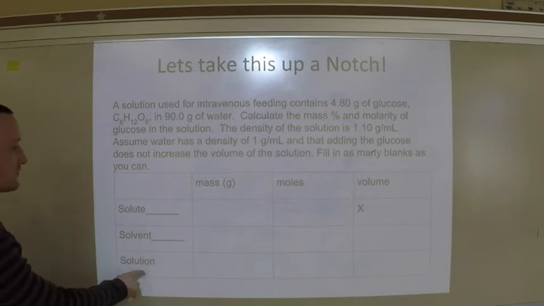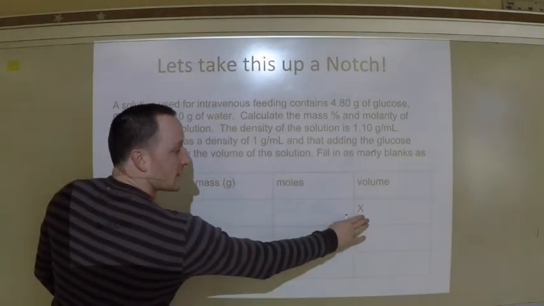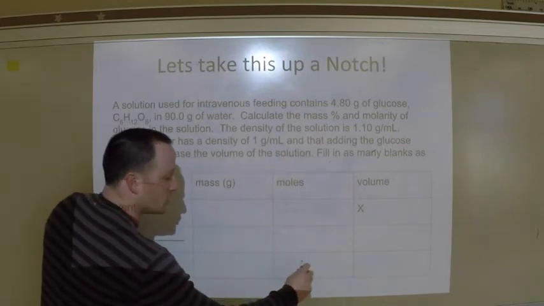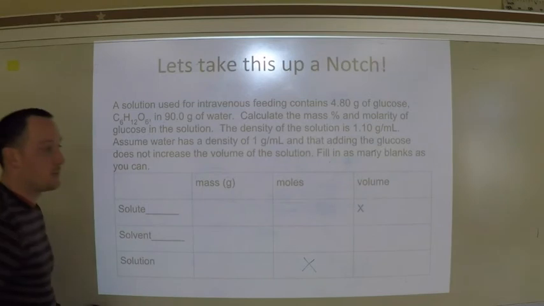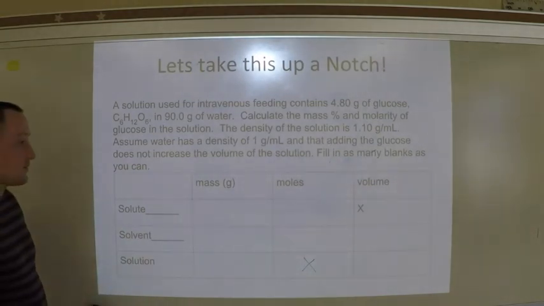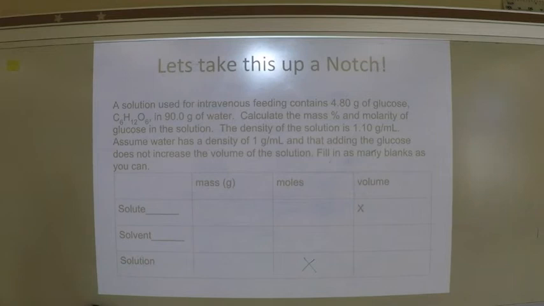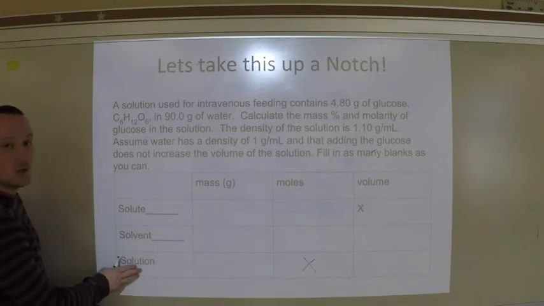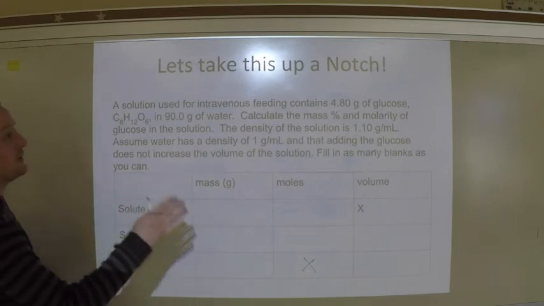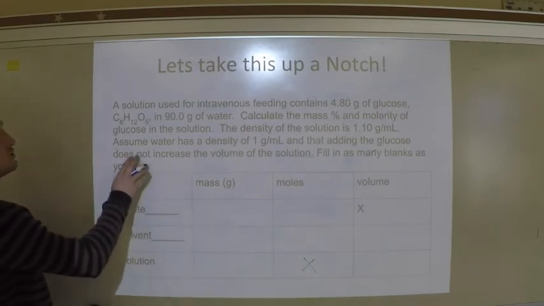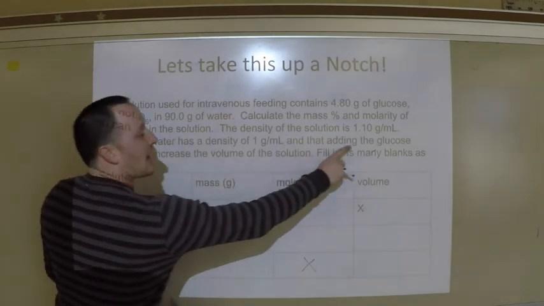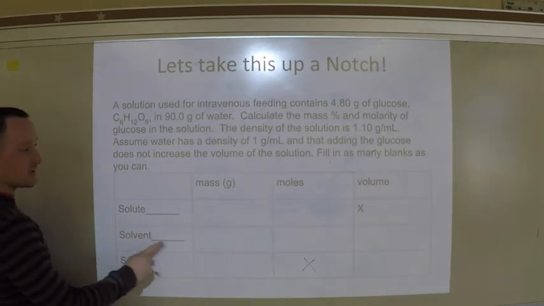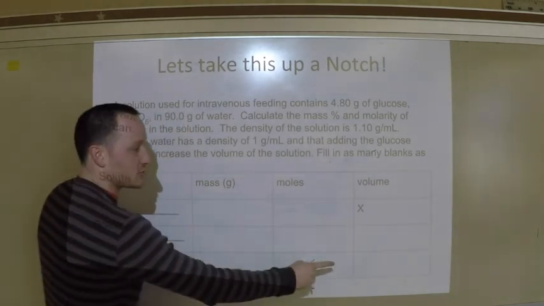Now, you will not fill in volume of solute, that's why I have an X there. And one thing I forgot to put an X in is your moles of solution, so you will not put something in this box either. The volume of your solvent and the volume of your solution are going to be the same, because it says to assume that adding the glucose does not increase the volume of the solution. So whatever the volume of your solvent is, that's also the volume of your solution.